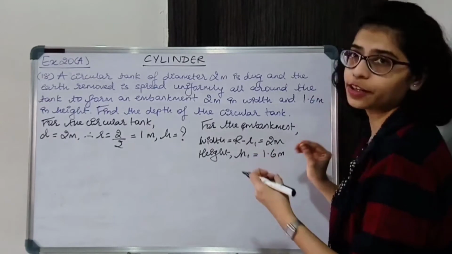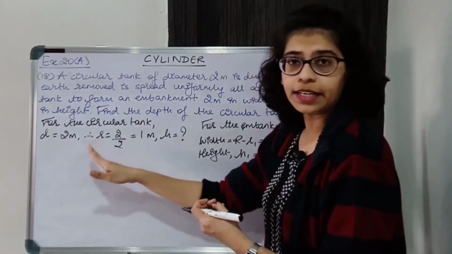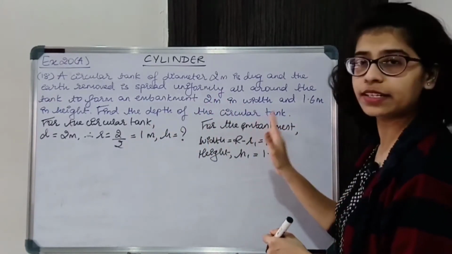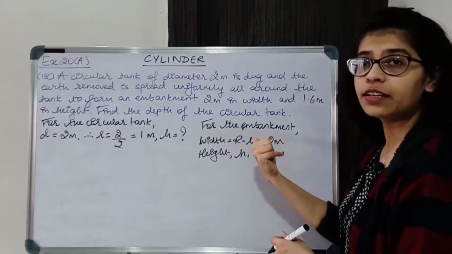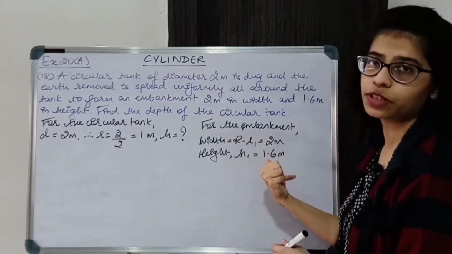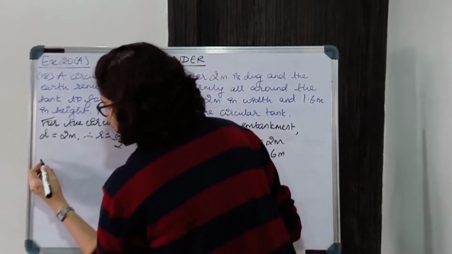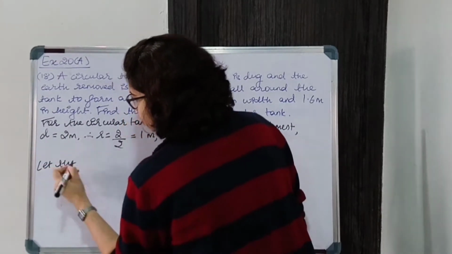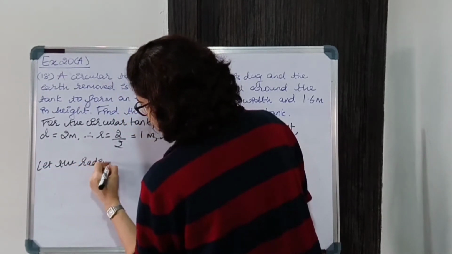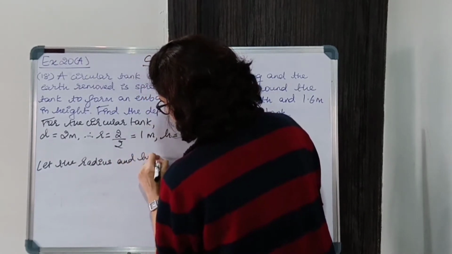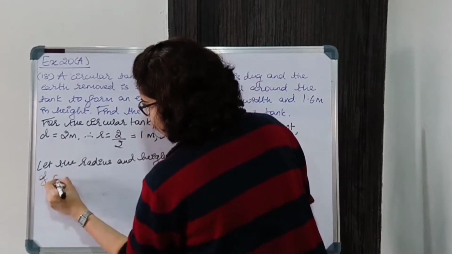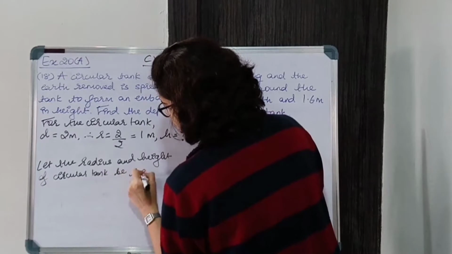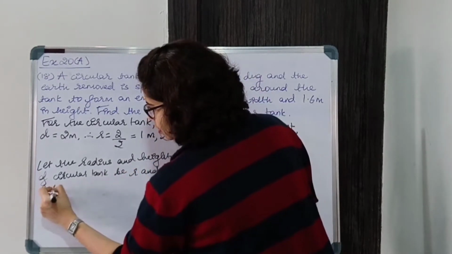You have to write over here: let the radius and height of the circular tank be r and h respectively, and the inner radius and height of the embankment be r1 and h1 respectively. I'll write down the statement for you. You have to write the statement before this. Let the radius and height of the circular tank be r and h respectively.